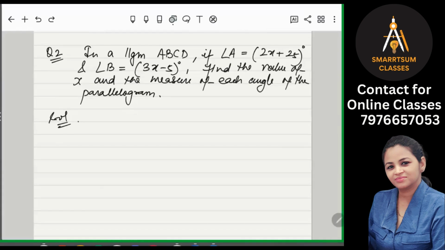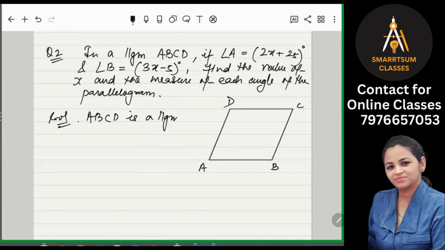So in the parallelogram, you can first draw a parallelogram. Suppose this is a parallelogram. A, B, C, and D. Okay. So ABCD is a parallelogram. Now, in this angle A, so this is angle A. Angle A is 2x plus 25 degree. And angle B, means the adjacent angle, is 3x minus 5 degree. Okay. These are the measures of the angle. Are you getting that?